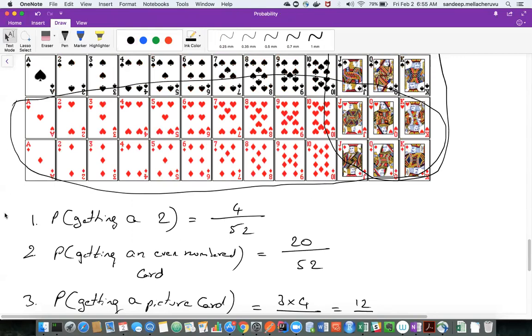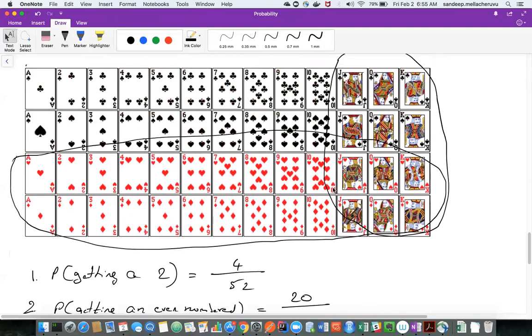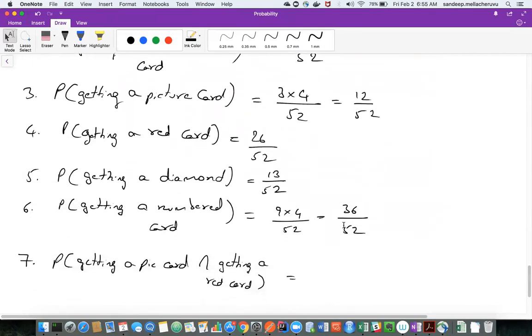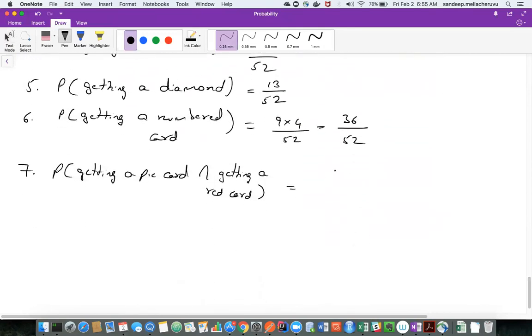Now what are the common elements? Only these 6. Out of this set as well as this set, there are only 6 elements which are part of both the sets. So when you do an intersection, all you mean is I am talking about the common elements of both the sets. Now in this case, the common elements are these 6 elements. So my probability will become 6 by 52. Are you clear on this kind of a problem?